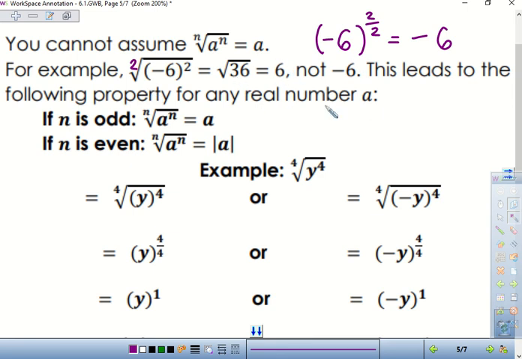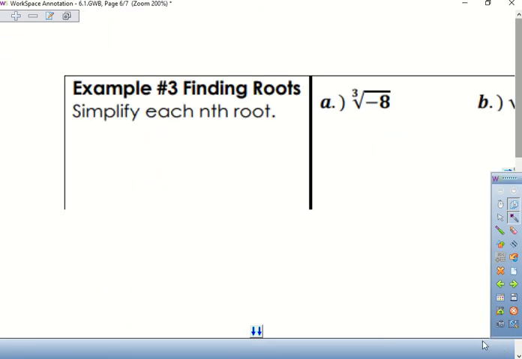So this leads to a property that we have. It's a little bit of a rule that we have to deal with. If your index is even and your result has an odd exponent, you have to put an absolute value around your variable. Okay? So I'll talk about how we do that. We're going to do some examples where we do that, and it will make a little more sense once you see it. But here are some examples of that.